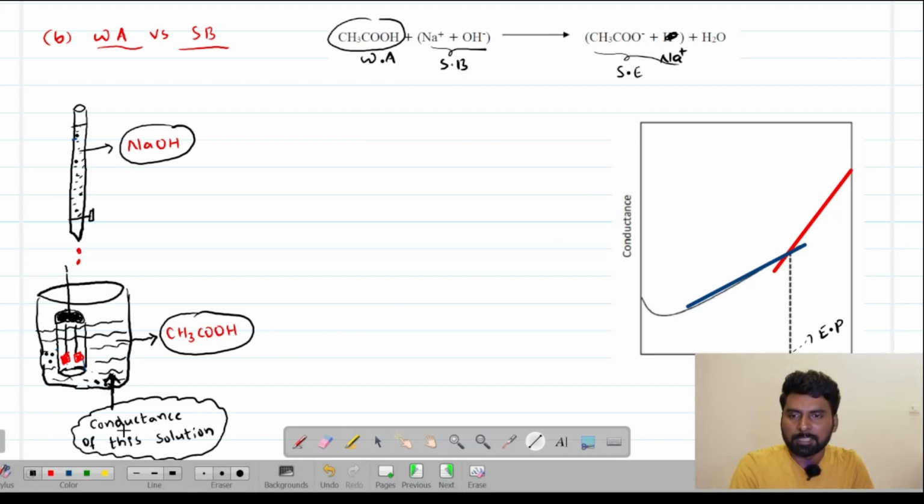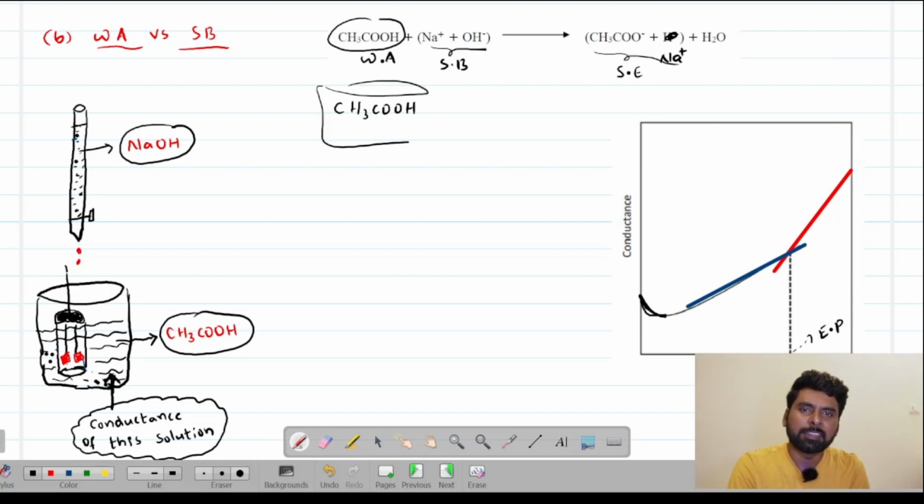But what is this small area where conductance is first decreasing, then started increasing? What is that small area? What is the reason for that? The reason is simple. Initially acetic acid is there in your beaker. Once you treat this entire acetic acid with a little bit of NaOH, what will happen? A little bit of CH3COO forms, sodium acetate forms. These two will be coexisting in the beaker at a time.